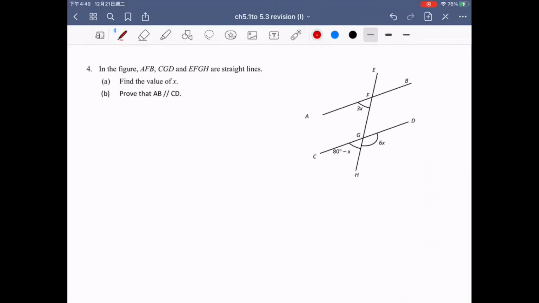Question number 4. Again, we can specify all the straight lines first. A, F, B, C, G, D, E, F, G, H.